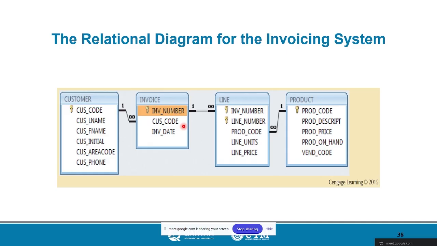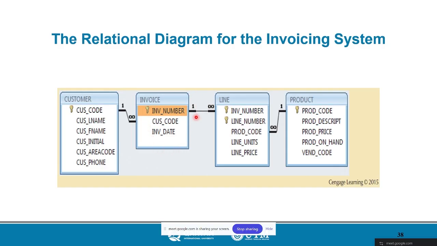Now, the relational diagram for the invoicing system. This is, again, another example to make sure that you understand better. You see in here we have number one, and in here we have this infinity. This infinity means many: one to many, and many to one. Now, one customer can have many invoices. In other words, I go to a supermarket. It's only me, but I can have many invoices. I can say give me, for example, rice and oil in one invoice and give me the beverages in another invoice, and they will give me, no problem. So one customer can have many invoices.